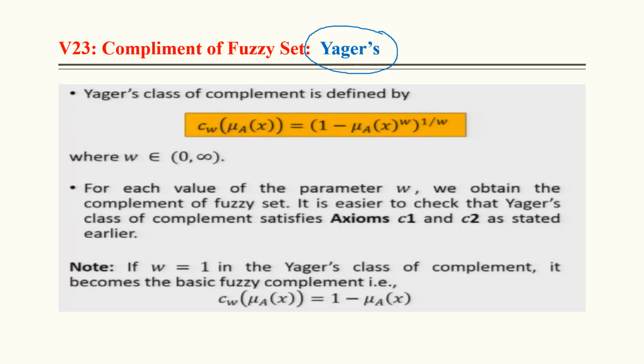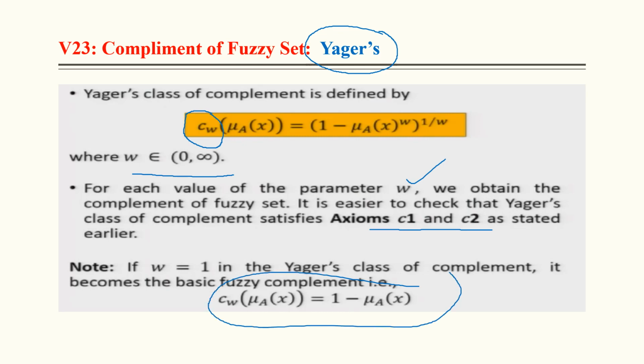In Sugeno there is a parameter lambda, but in this case there is a parameter W, and W is in the range of 0 and infinity, both excluded, right? And this is equal to (1 minus mu A(x) to the power W) and the whole raised to the power 1 upon W, right? For each value of the parameter W, we obtain a complement of fuzzy set. These are based on two axioms, so no need to cram them. Note, if W is equal to 1, then it becomes a simple complement, because mu A(x) raised to the power 1 remains the same, and the whole raised to the power 1 upon 1 is again the same. So that's the case of simple complement.